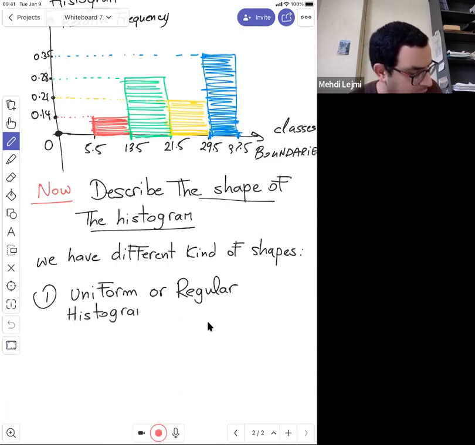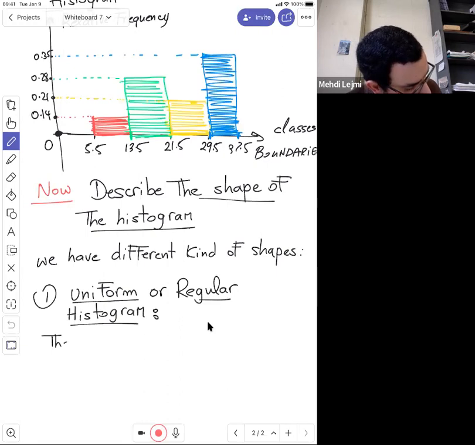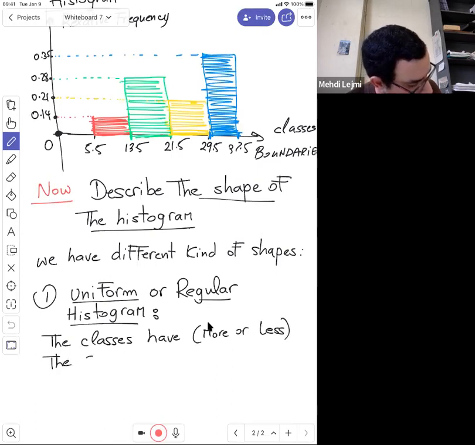This is when all the classes have more or less the same frequency, or the same relative frequency. So a uniform or regular histogram: the classes have more or less the same frequency or relative frequency.